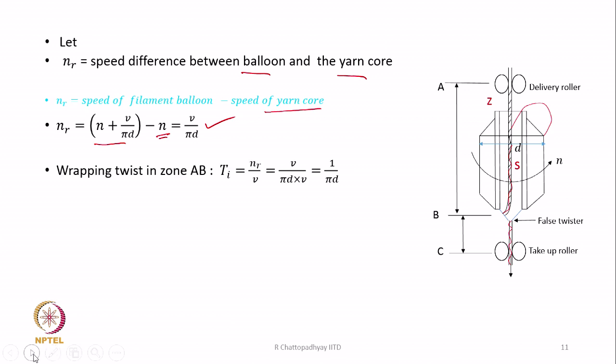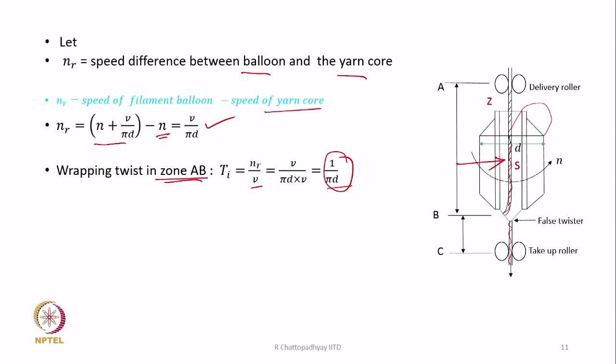So, the wrapping twist is going to be how much? In the zone AB, it is going to be n_r by v, and n_r is v by pi d. If we substitute the value of n_r here, we will be left with 1 upon pi d. So, the wrapping twist in the zone AB is going to be 1 upon pi d.